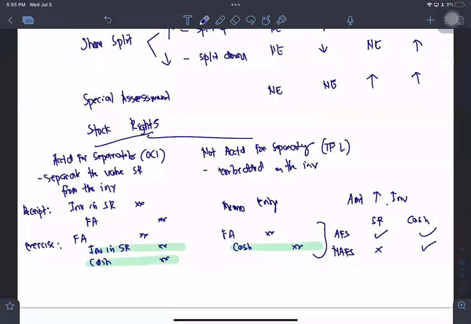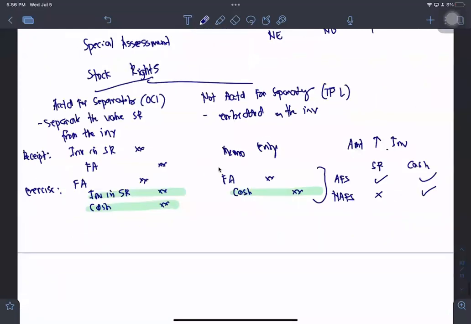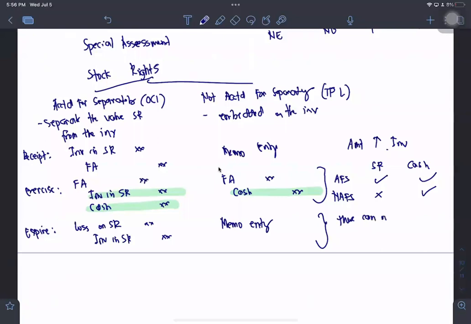Now, as to your expiration, when the stock rights will expire, under accounted for separately, you debit loss on stock rights and then you credit investment in stock rights. While for not accounted for separately, only memo entry. Therefore, in this particular event, in your expiration, there can only be a loss on accounted for separately.